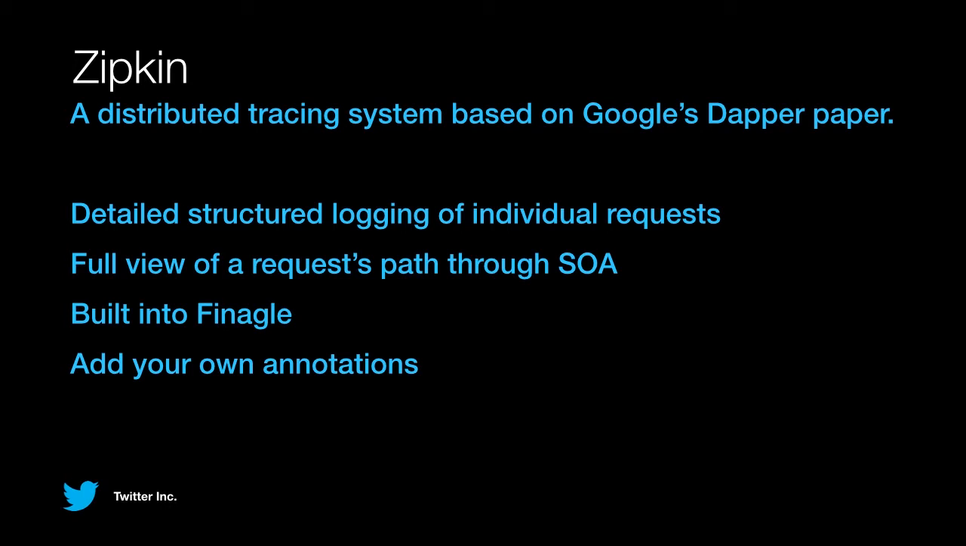So you also get a full view of the request path through your service-oriented architecture. For instance, we have hundreds of services here at Twitter. A single request coming into the service will go through a lot of them. So with Zipkin, you can actually see how it goes through all those services. It's built directly into Finagle, so if you're using Finagle, you get it for free. And you can add your own information to it pretty quickly, pretty easily. That gives you extra information. For example, if you're running on the JVM, you can see, oh, during this request, I GC'd. And you can annotate that and see that in the trace.